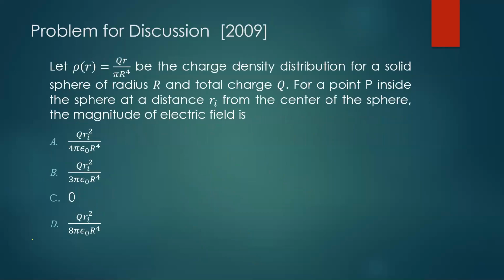Okay, so try this problem. See, 0 will be correct in two cases. One, if you have a shell with uniformly distributed charge, inside the shell the electric field is 0. Or you have a solid sphere, but it is a conductor. Then the electric field inside will be 0, because in that case the charge is going to appear only on the surface. Okay, so I'll give you a few minutes to try this.